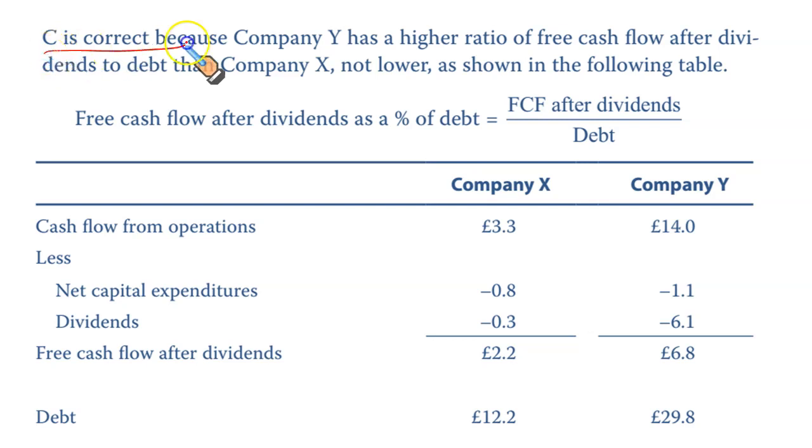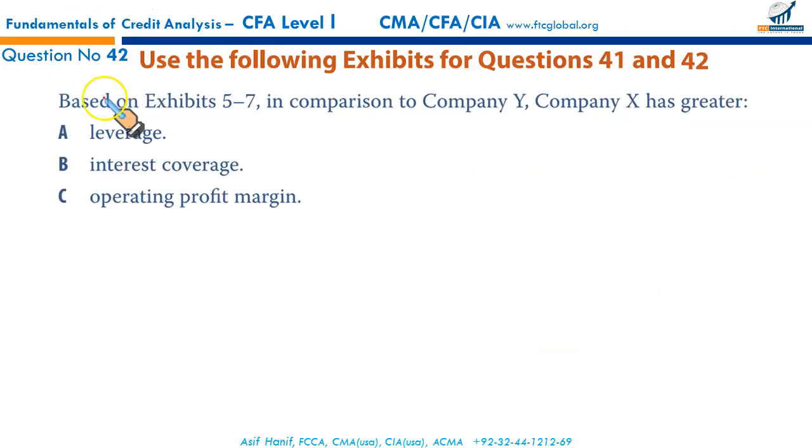C, as you can see, is the right answer. Now we'll do the same thing based on exhibit 5.7 in comparison to company Y. Company X has greater leverage, interest coverage, or operating profit margin. They are fairly straightforward computations. So leverage we just calculated in our previous question. Let us write this down.